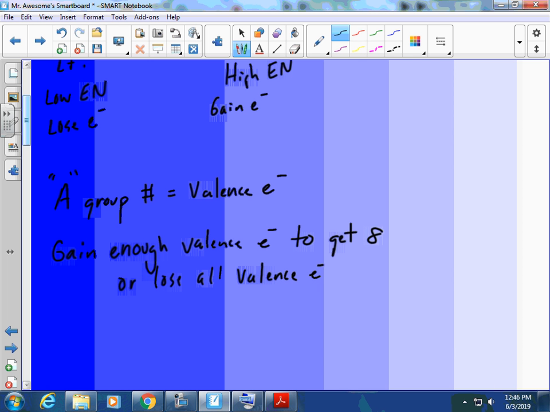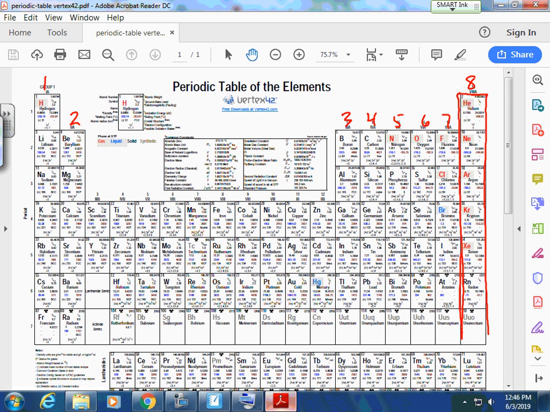So if I show you some element on the periodic table, like sodium, for example, sodium is in group 1. So that means sodium could either gain 7 electrons to get 8 or lose its 1. It's easier to lose 1. Why? It involves less electrons. So it's going to lose 1.